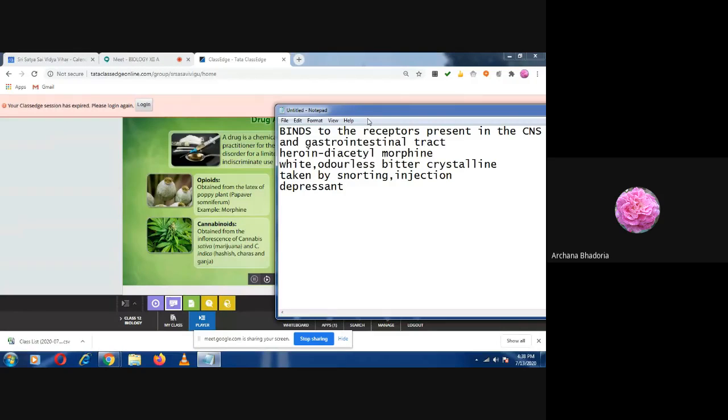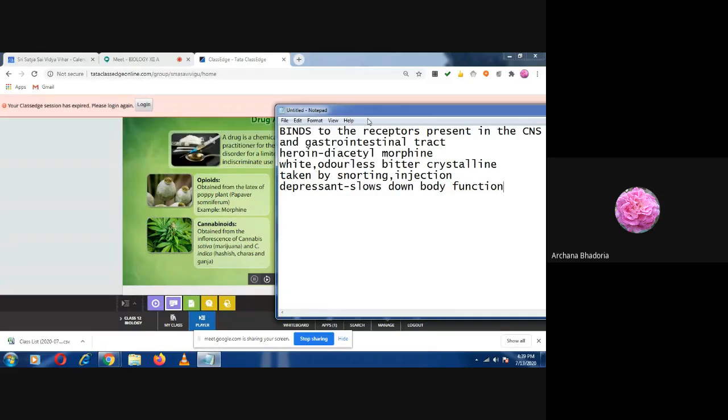When you see its physical properties, you find it is white in color, odorless, bitter in taste, and a crystalline substance. What is the method of taking that drug? People take it by snorting and by injecting into the body. And what effect does it have on the body? It is a depressant, so it will slow down all the body functions. Everyone has understood this much?